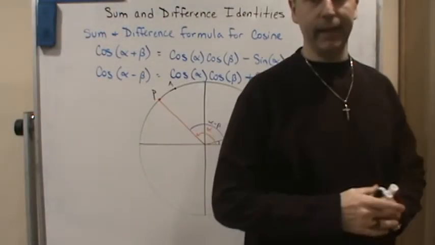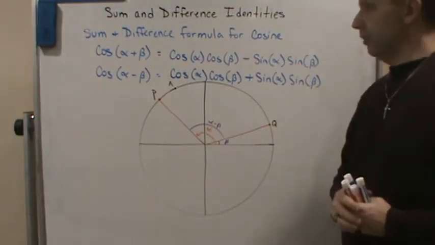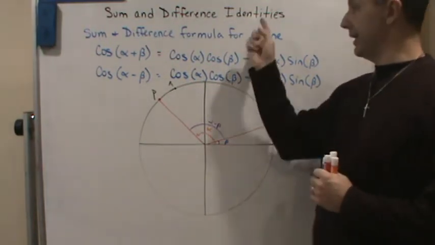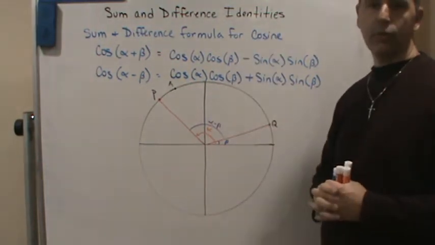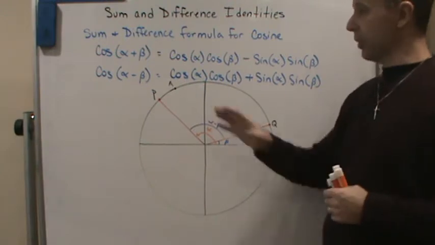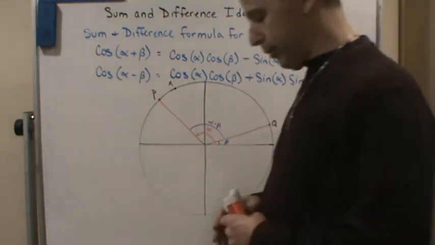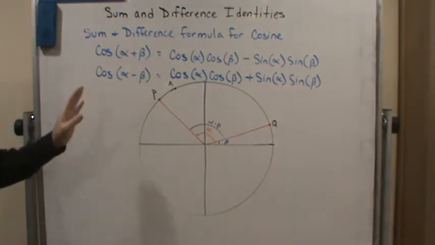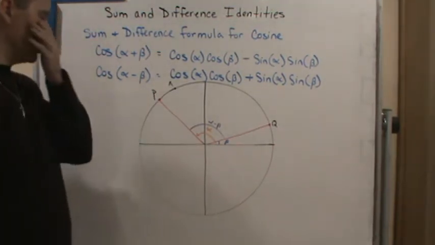Okay, so welcome back, and now we're going to introduce the sum and difference formulas, or identities rather. What we're going to start with is cosine, and here's the sum and difference formula for cosine. Again, this is a very useful formula that you're going to want to use.